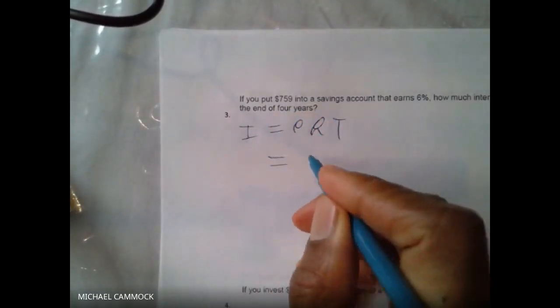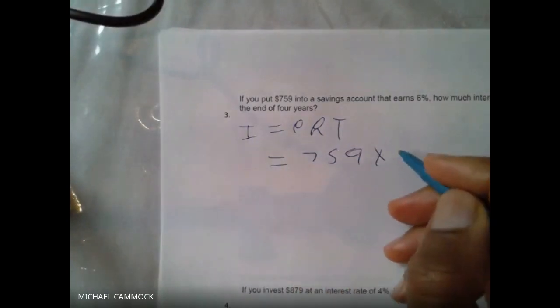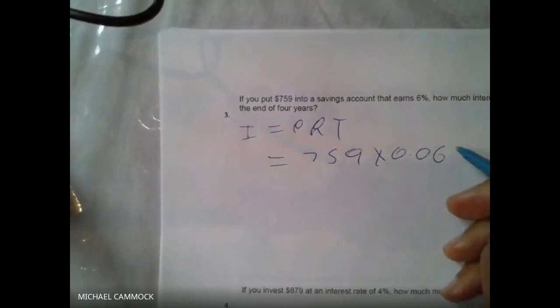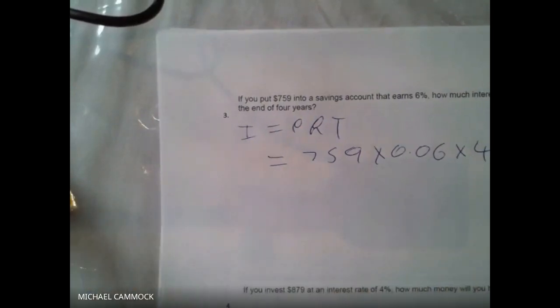So I'm just going to do that. I'm going to take 759 multiplied by the rate, which is 6%, so 0.06, multiplied by the time, which is 4, and that's it. That's all I need to do for this question. So 759 multiplied by 0.06 multiplied by 4. My interest here is 182.16.